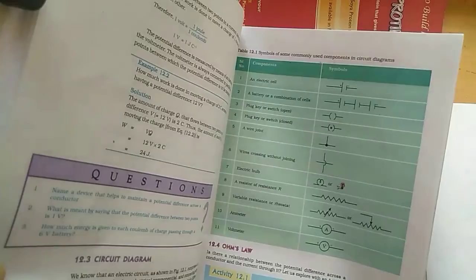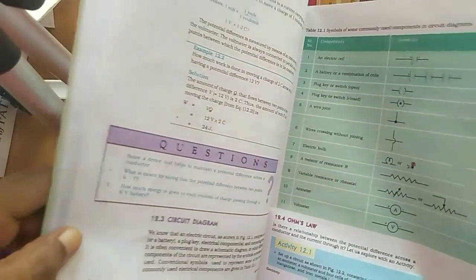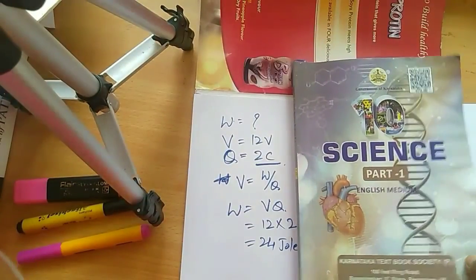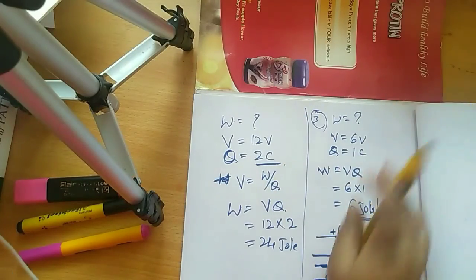In the next class we will go to Ohm's law. Ammeter means this one, voltmeter means this one. Take a copy of this, read it and practice it. In the second video you can go through Ohm's law. Okay, this is about your second topic, that is potential difference.